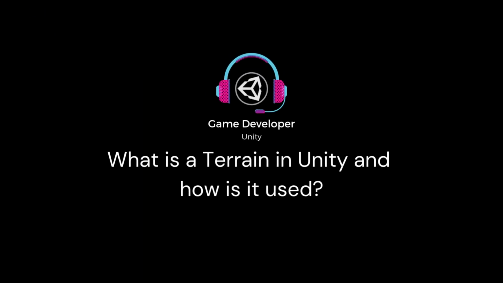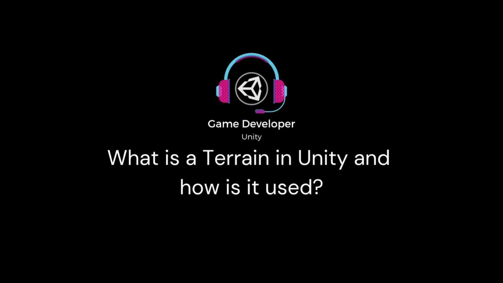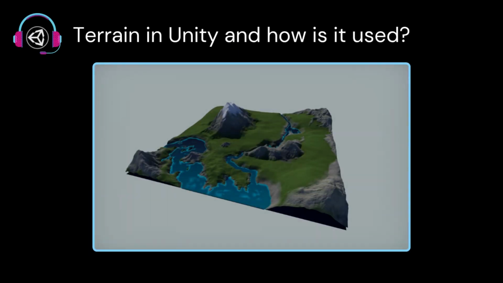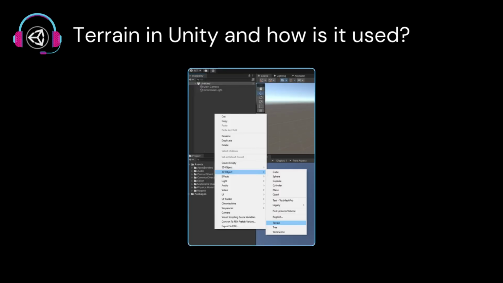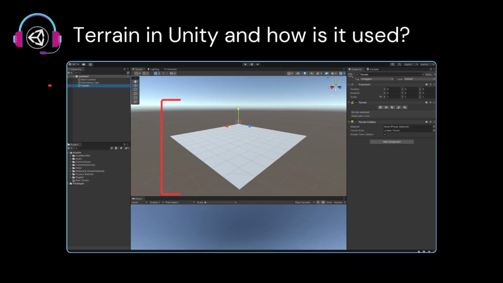What is terrain in Unity and how is it used? In Unity, a terrain is a spatial game object that lets you create a large natural landscape like mountains, valleys, and open fields. It's perfect for open world and 3D adventure games. To add a terrain, just right-click in the hierarchy, choose 3D Object, and Terrain. Unity will generate a large flat surface that you can start shaping right away.